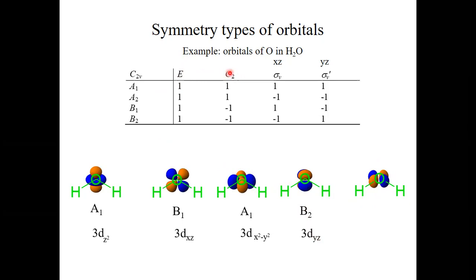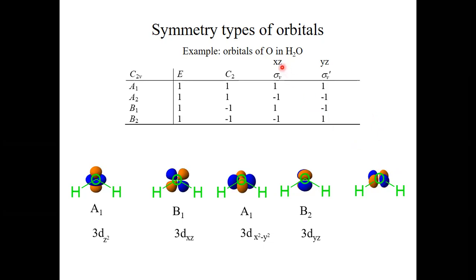What about the C2? So the C2 rotates everything around 180 degrees. And you see that moves this lobe here into this position and this blue lobe here into that position. So the algebraic sign doesn't change. Okay, so therefore, we should have an A-type symmetry type.